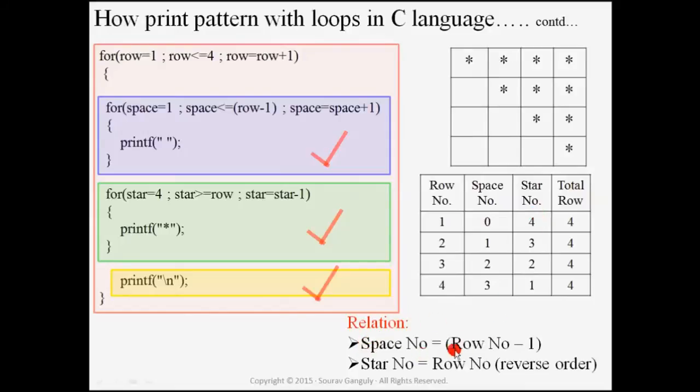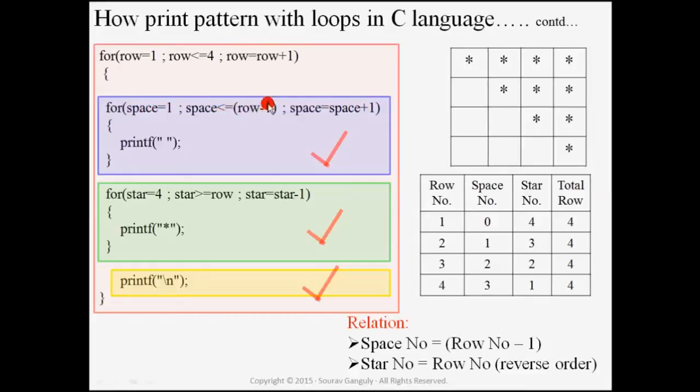Now calculate the relation. Space number is row number minus 1. Yes, that means space number 0. That means row number 1 minus 1 means 0. Row number 2 minus 1 means 1. Row number 3 minus 1 means 2. 4 minus 1 means 3. And star number is row number the reverse order. That means 4321. So we initialize the space with 0.